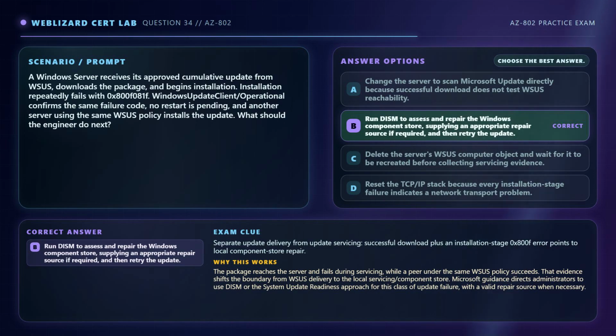Microsoft guidance directs administrators to use DISM, or the System Update Readiness approach, for this class of update failure, with a valid repair source when necessary. Separate update delivery from update servicing. Successful download plus an installation stage 0x800F error points to local component store repair.